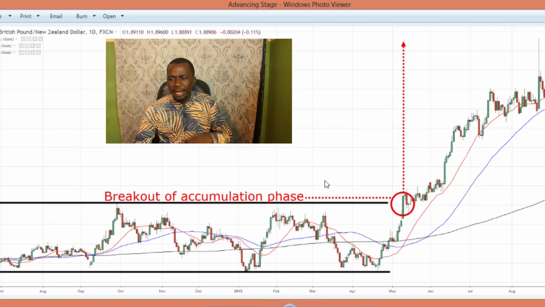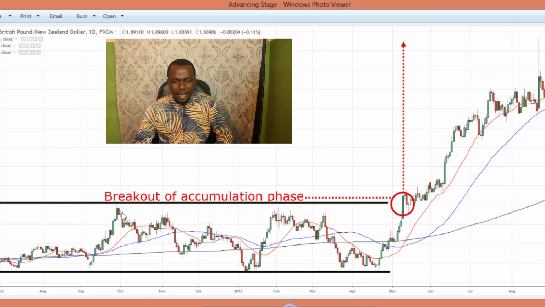The advancing stage is a market where the price is making higher high and higher low. When the price is making higher high and higher low, we know that we are in an advancing stage. That is to say, the market is in an uptrend. So I'm going to show you a picture of an advancing stage for you to understand what I'm talking about. So this is what we mean by the advancing stage.